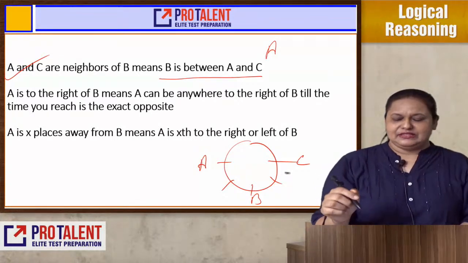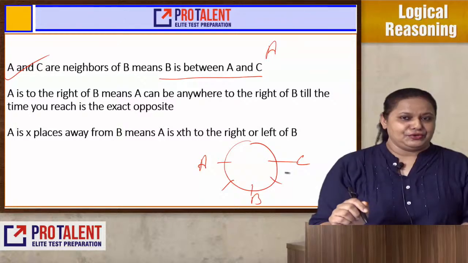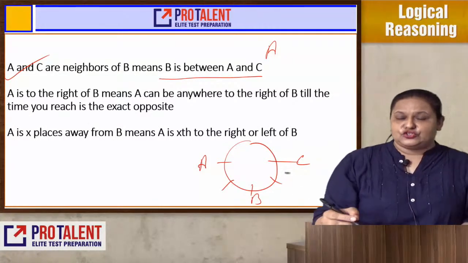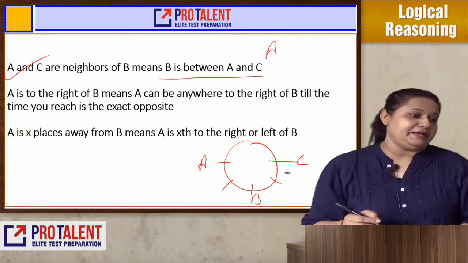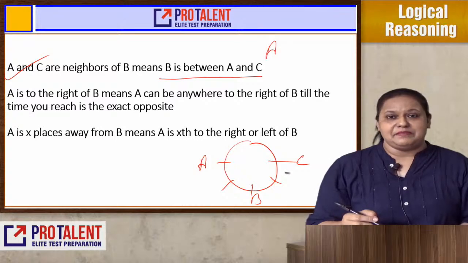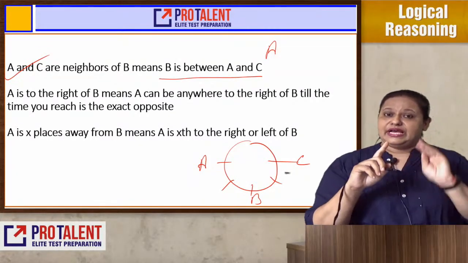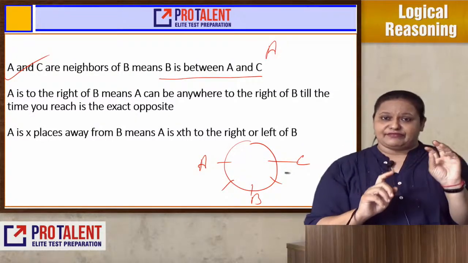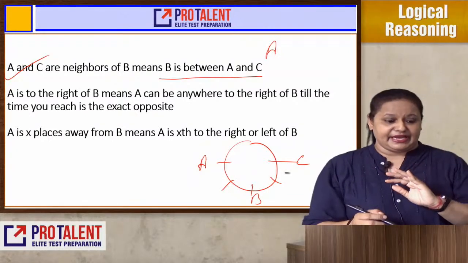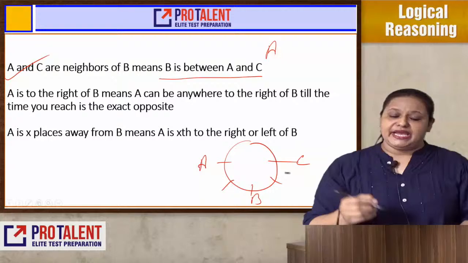Alright, tell me, is this correct? Rashi, no, this is not correct. Why not? Because they are the neighbors. When we say neighbors, they have to be the immediate ones. Sometimes, for exactly left or right side, we have to use the words immediate left or immediate right, because A is to the right of B means A can be anywhere to the right of B.